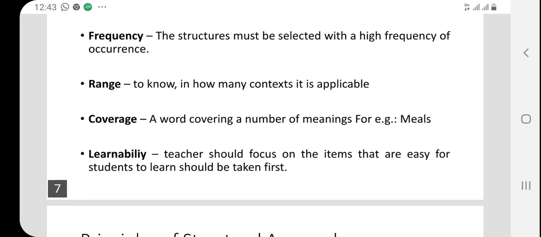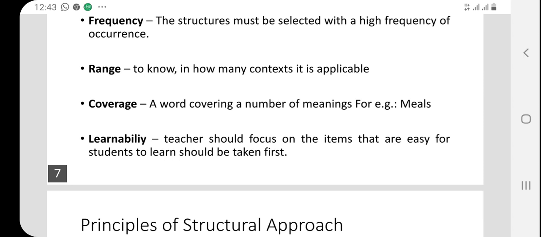Then we have range. In how many contexts it is applicable, that in different contexts we apply different structures, like in one context, then in another, then in another. Like we are talking to our parents, we use respect, the sentences with respect. We ask a teacher, may I come into your class, with respect. But when we are talking to our friend, we say, can I come into your class. So this is something about the applicability of the sentences, how the sentences are applicable.